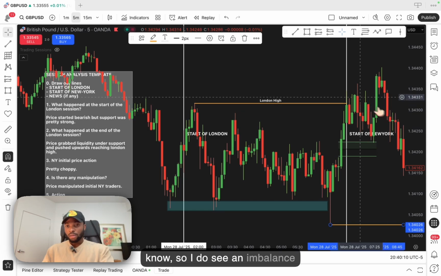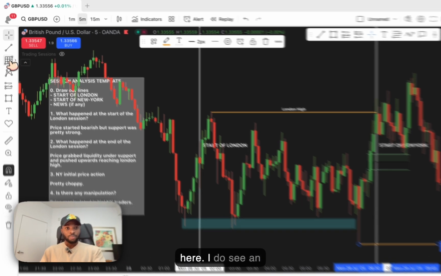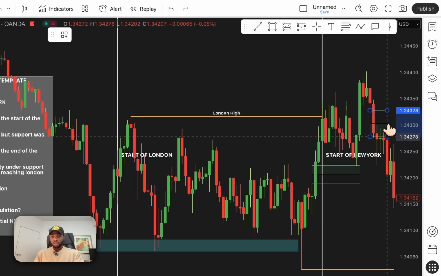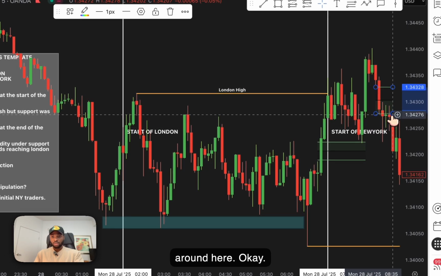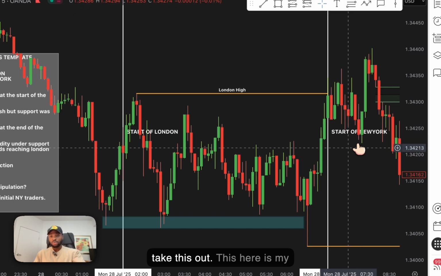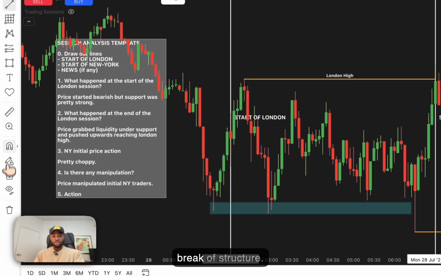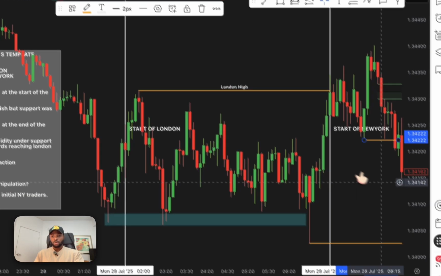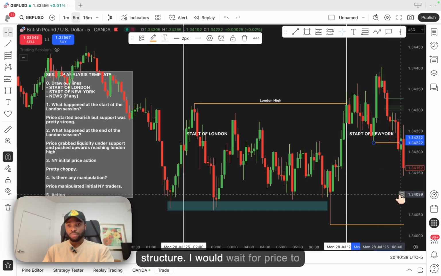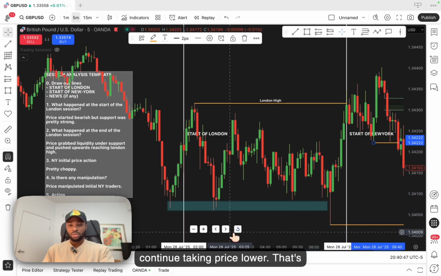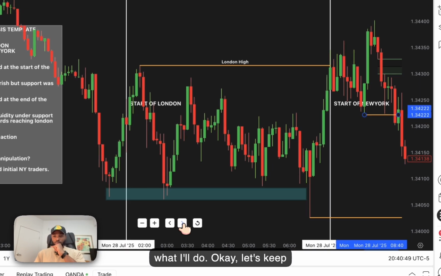So I do see an imbalance here. I do see an imbalance around here. Okay, and take this out. And this here is my break of structure. Okay, so this here is my break of structure. I would wait for price to come back in around this whole area of manipulation to continue taking price lower. That's what I would do. Okay, let's keep going.